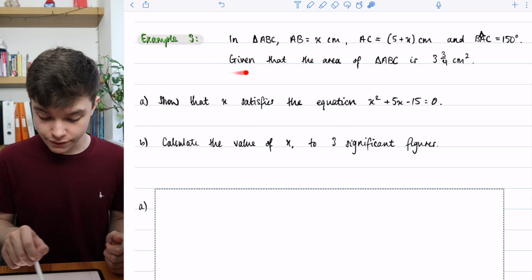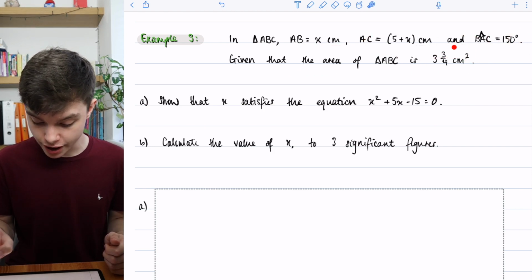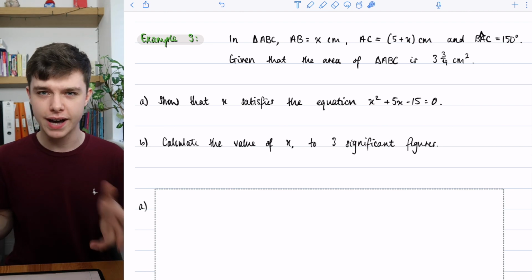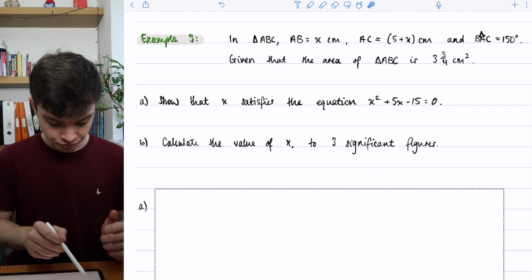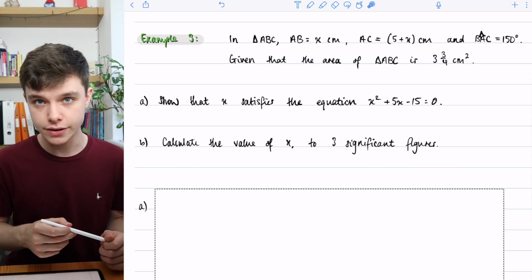So really we've just been given some information. We know two sides, we know an angle, and we know the area. And then it's saying show that this quadratic is satisfied. So quite a big step up here. And then part B says calculate the value of x to 3 significant figures.